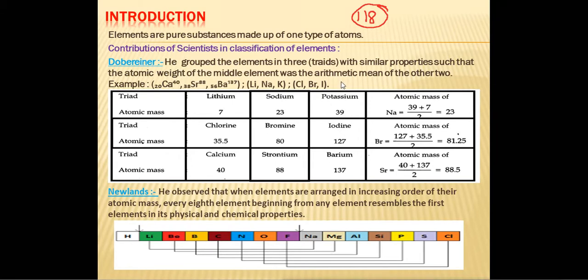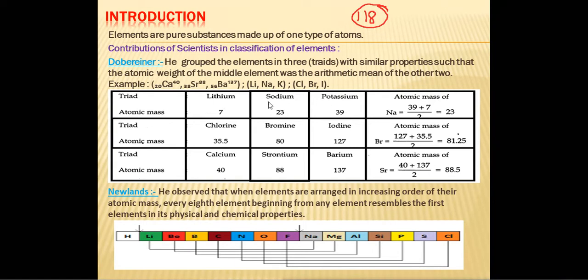Then the next point he said, that the atomic weight of the middle element was the arithmetic mean of the other two. For example, the atomic weight of lithium is 7, and 39 is the atomic mass of potassium. If we take the sum of 39 and 7, and divide it by 2, this will be the average, that is 23, and 23 is the atomic mass of sodium.